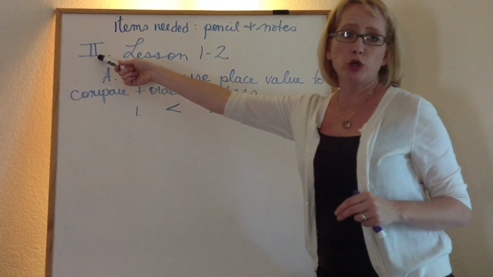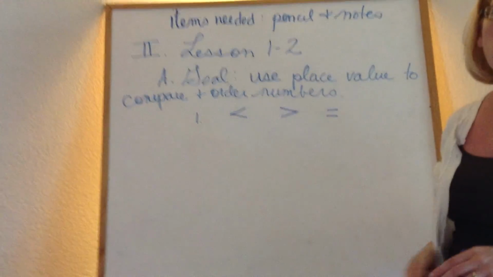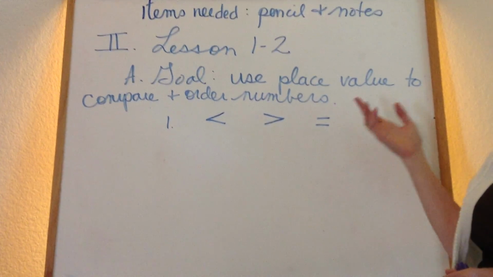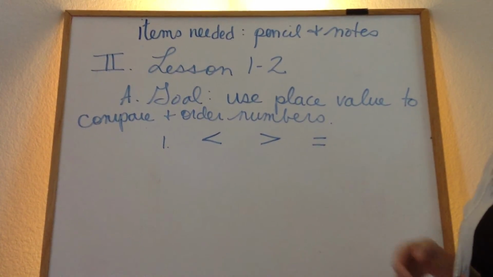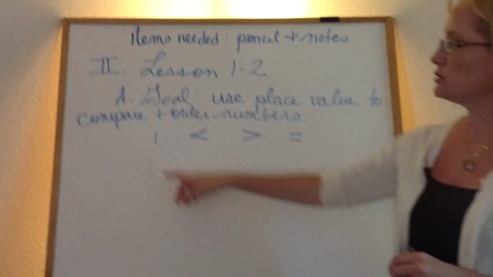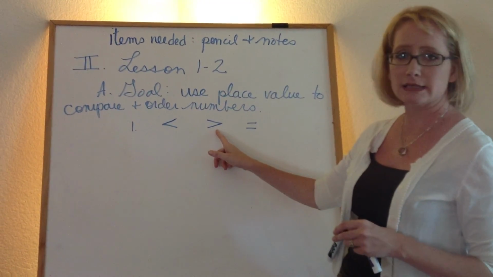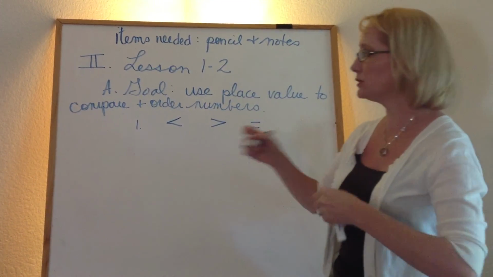So we're going to do Roman numeral number 2. We're going to label it lesson 1, 2. Our goal for this lesson is that you use place values in order to be able to compare and order your numbers from least to greatest. So next to number 1, you're going to write a less than symbol, a greater than symbol, and an equal to symbol. I'm going to label these right now.